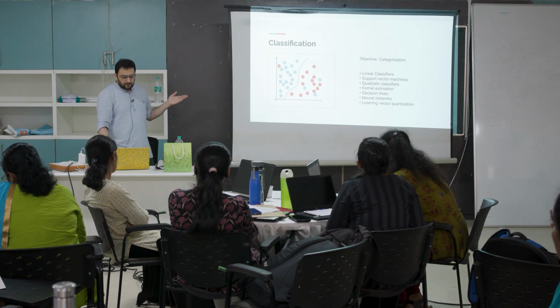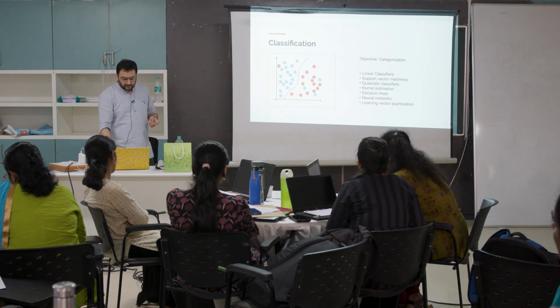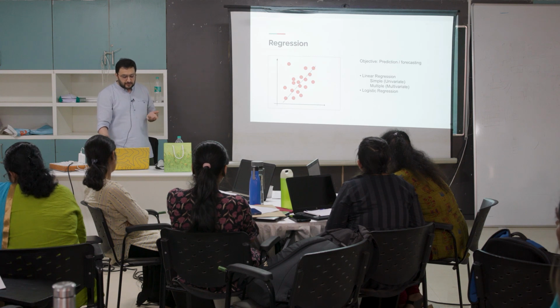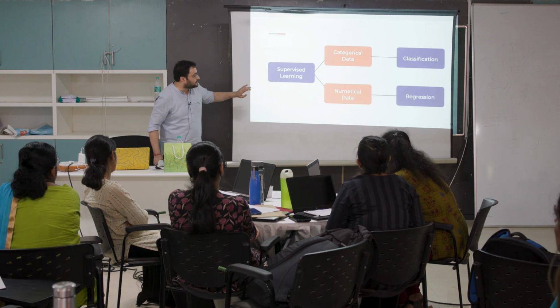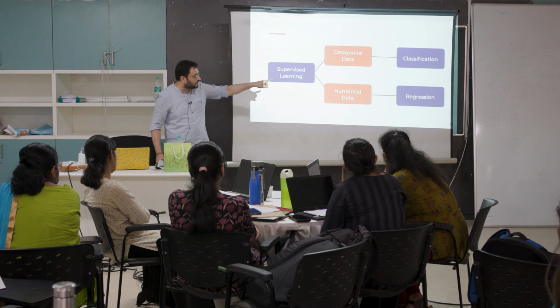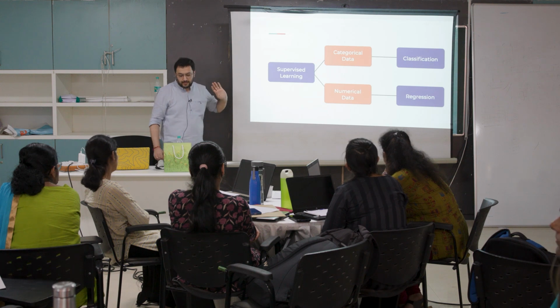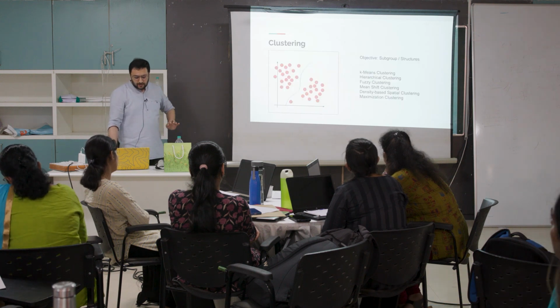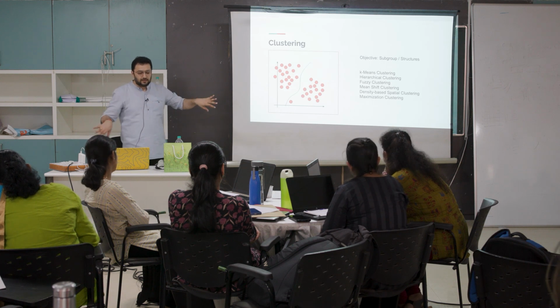So you have classification algorithms, which classify based on certain parameters. There are a number of algorithms there. You have regression algorithms, and all of them are under supervised learning. They can be used for categorical data for classification. If you have numerical data, you can use regression. Clustering is one way where, based on certain patterns, you create clusters.